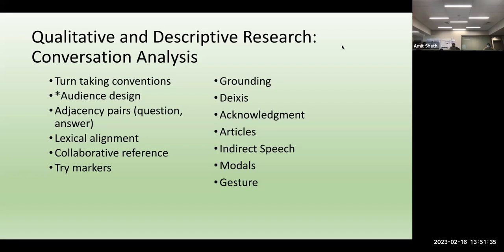You can learn a ton of things from how people talk to each other. You can learn about turn-taking conventions. You can learn how people shape their message for a particular recipient. You can learn about the structure of conversation, asking a question and then getting an answer. You can learn about the selection of lexical items. There's a phenomenon called lexical alignment where I'll use a word and you need to refer to the same concept, you'll use the same word.